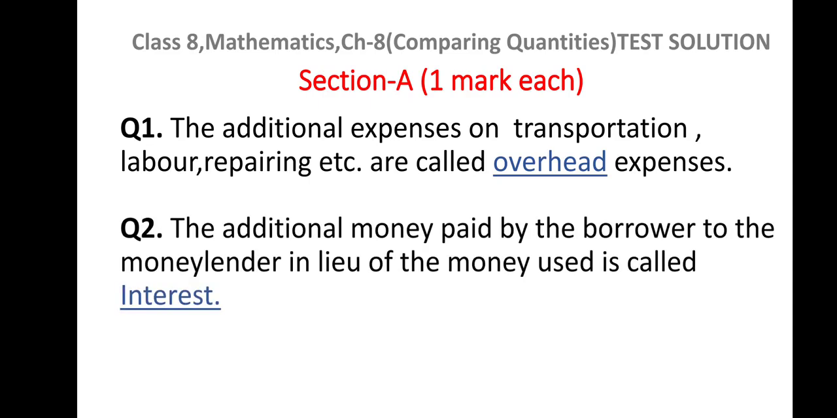Question number 2: the additional money paid by the borrower to the money lender in lieu of the money used is called interest. Definitely, we have studied the terms related to SI, that is simple interest, and CI, that is compound interest. In that, we have studied various terms like principal, rate, amount, interest also. So what is this interest? The additional money paid by the borrower to the money lender in lieu of the money used is called interest. I hope these two questions were easy. You must have done them correctly.